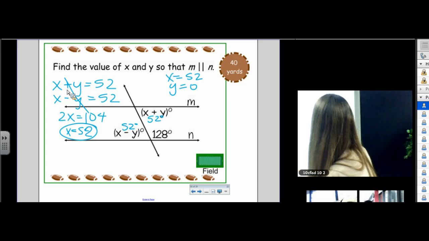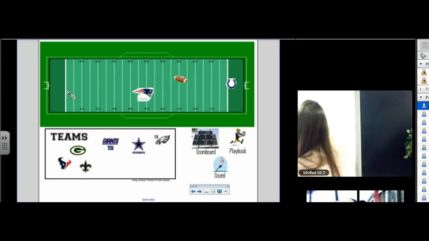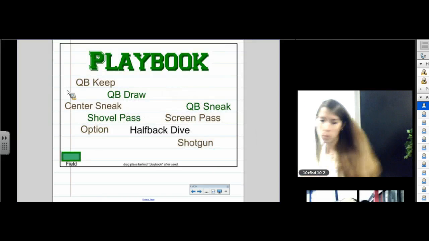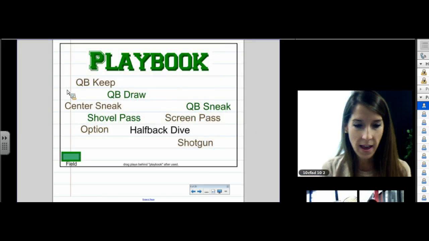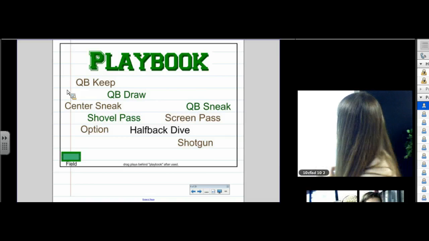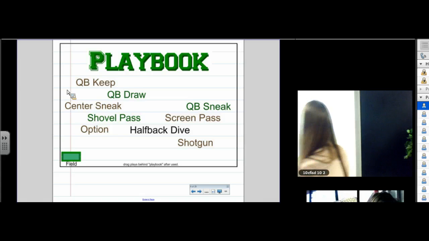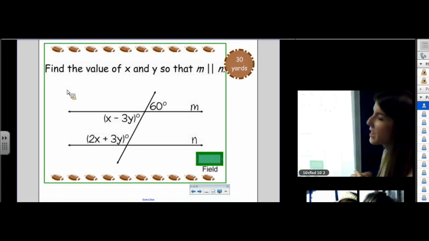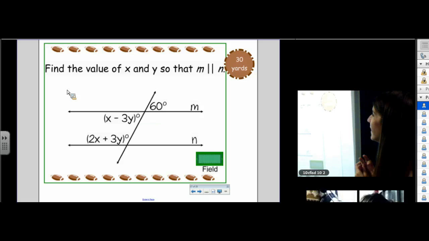Okay, so 40 yards for the Patriots. Woo! You're on the 10-yard line. What do you want, Rishi? Pick a play. Shotgun. Thank you for picking quick. There we go. All right, 30 yards. This will get you more than you need.